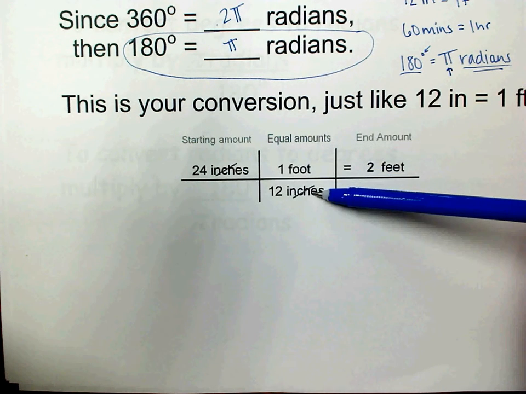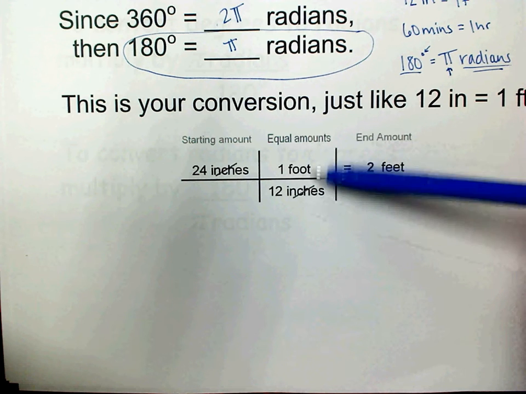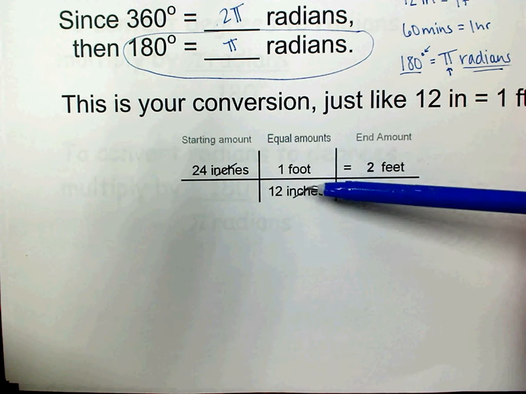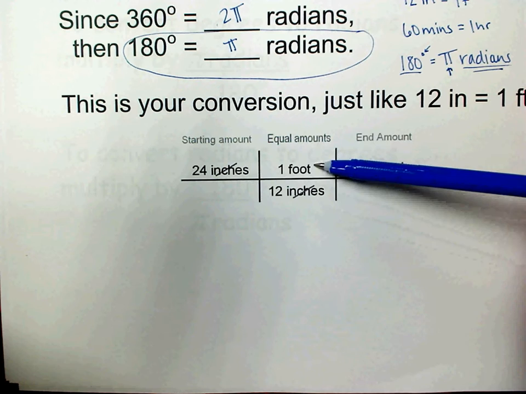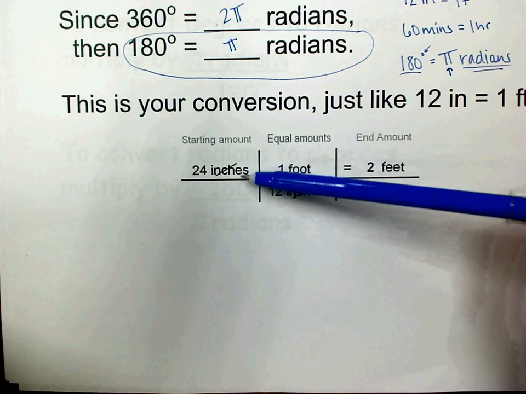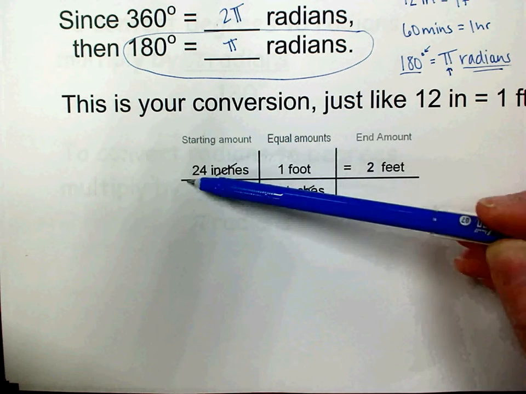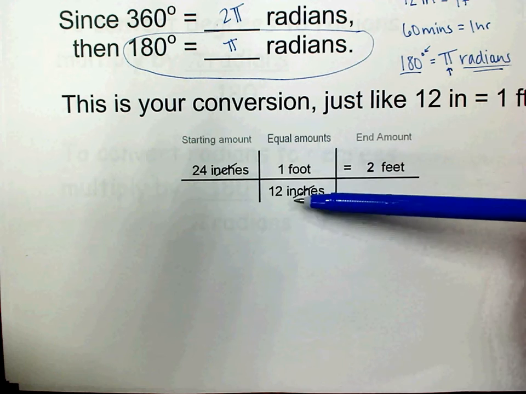So you'll be putting 180 degrees and pi radians here. It's just which one goes on top. And then you just do the math. This is multiplication here and dividing by that number to get your end amount.